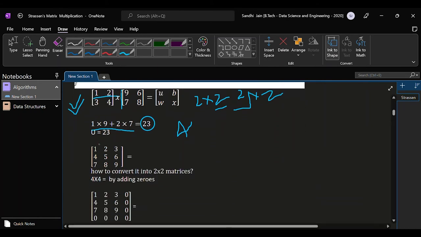But there was a question. We thought okay, 9 cross 9 we'll convert into 2 cross 2 and it would be easy. But before that, let's see how you would convert 3 cross 3 into 2 cross 2.